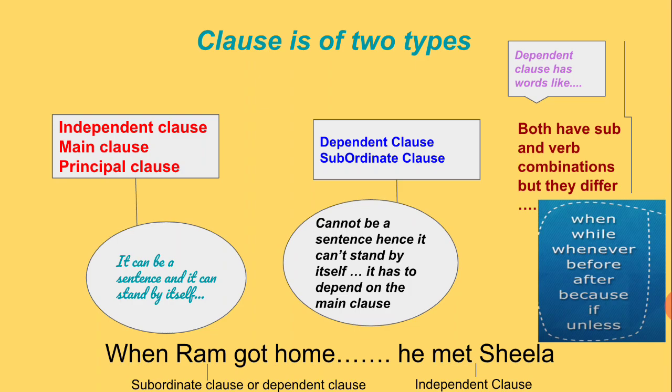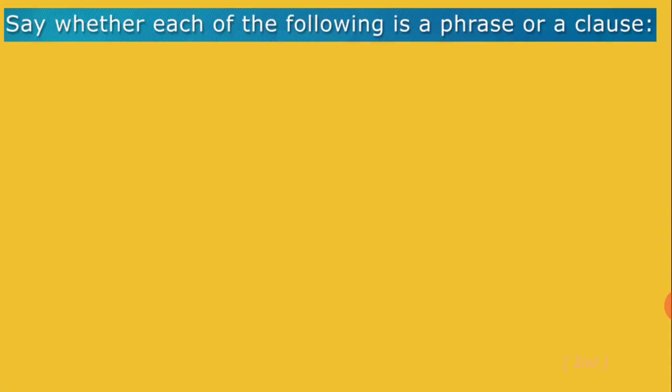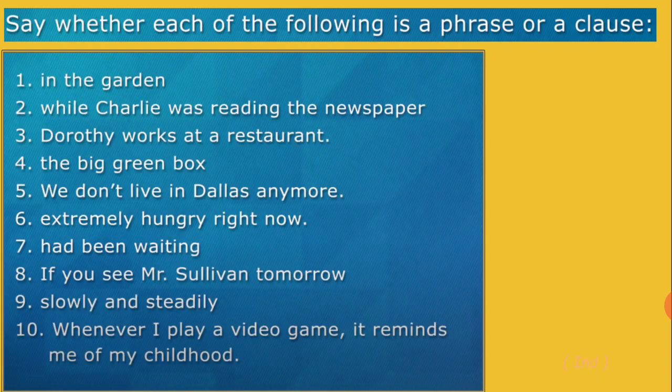Let's move on to the next. Say whether each of the following is a phrase or a clause. Okay, very easy. In the garden, you have to identify whether it is a phrase or a clause. When I give you the answer, please make note of it, and try to pause the video and give the answer. In the garden, is it a phrase? Find out whether there is a subject-verb combination. If there is no verb, it should be a phrase.